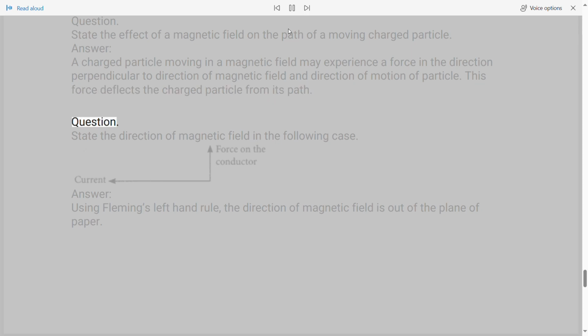Question. State the direction of the magnetic field in the following case. Answer. Using Fleming's left-hand rule, the direction of the magnetic field is out of the plane of the paper.